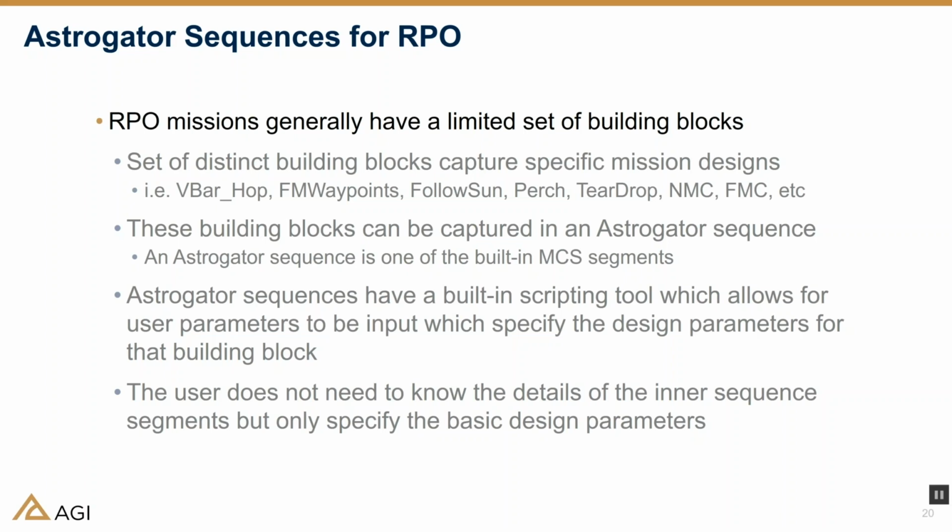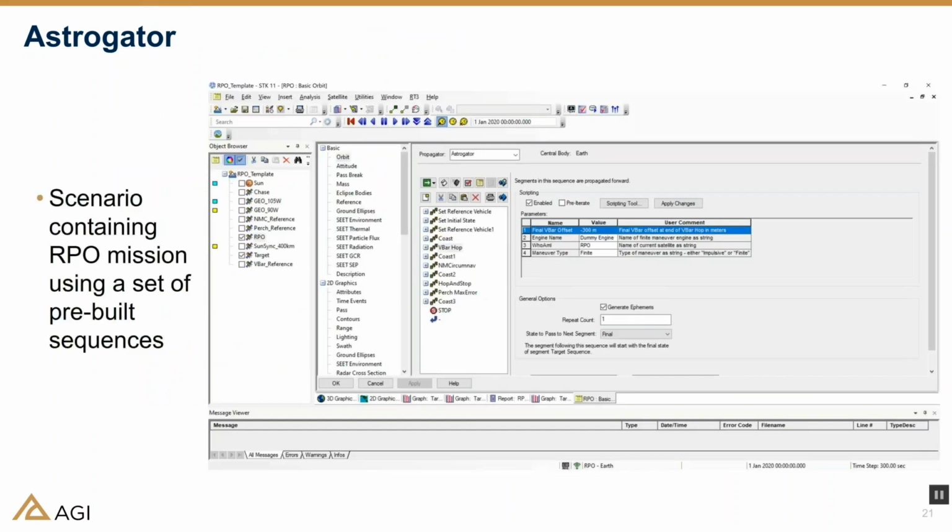These can be captured in an Astrogator sequence, and we make full use in these sequences of the built-in scripting tool that exists in Astrogator to expose to you the defining parameters of those types of sequence. We'll take a look at that in just a minute. The user doesn't need to really know the details of what goes on in the inner part of those sequences, but only the basic design parameters. Let's look at that a little closer.